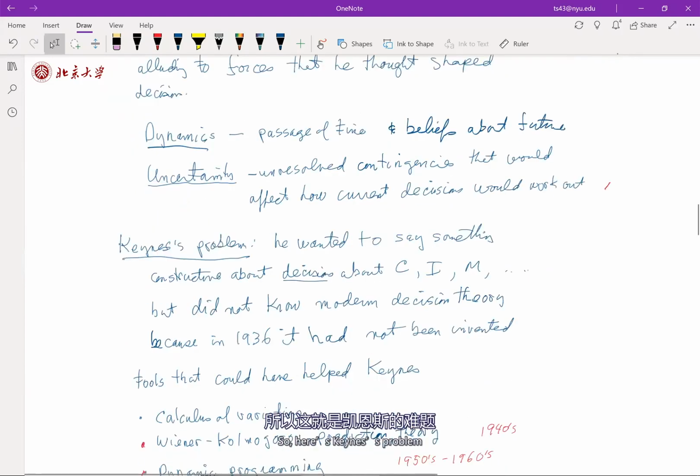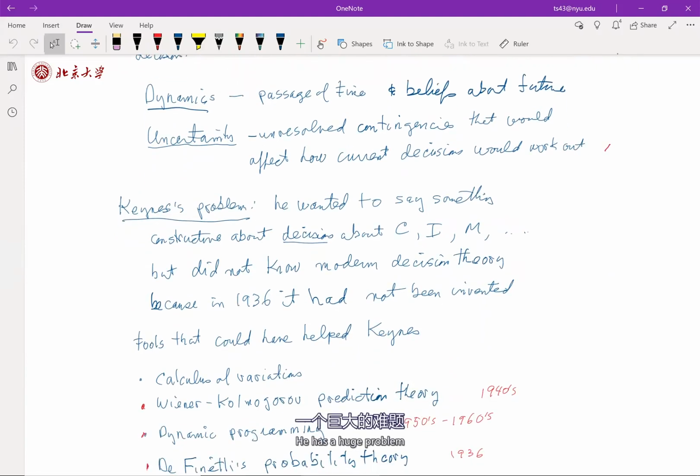So here's Keynes's problem. He has a huge scientific, intellectual problem when he's doing this work. And you have to admire and sympathize with him. He wrote this book in the middle of the Depression, where the economies throughout Western Europe, his own country Great Britain, the United States, France, certainly Germany, are all in crisis. He wanted to say something constructive about the decisions about consumption, investment, demand for money, and other things, but he didn't know modern decision theory.